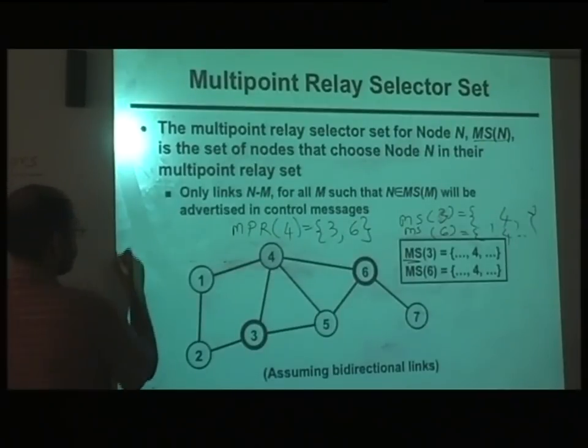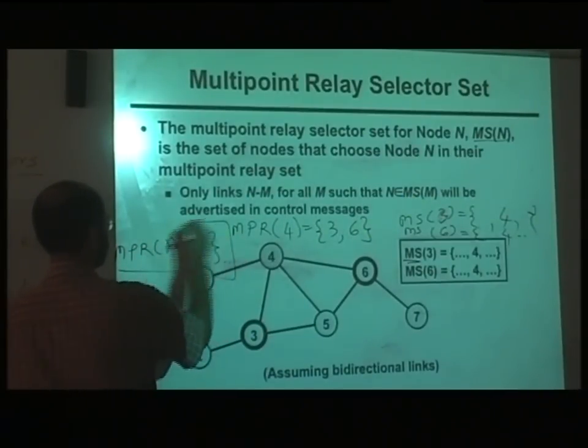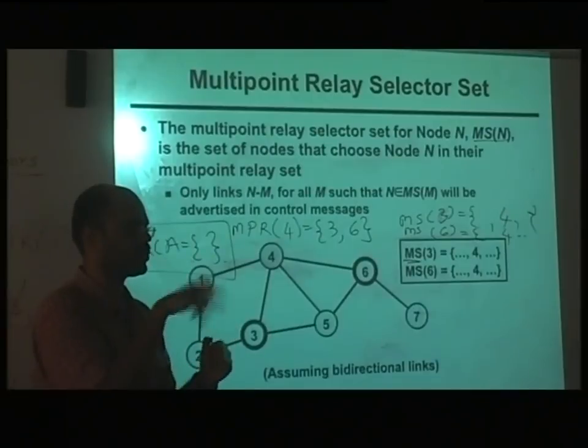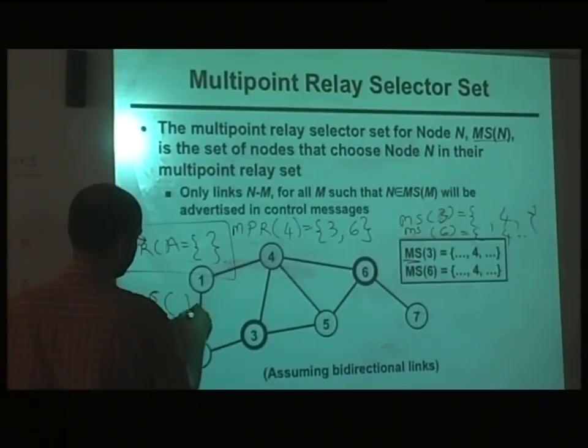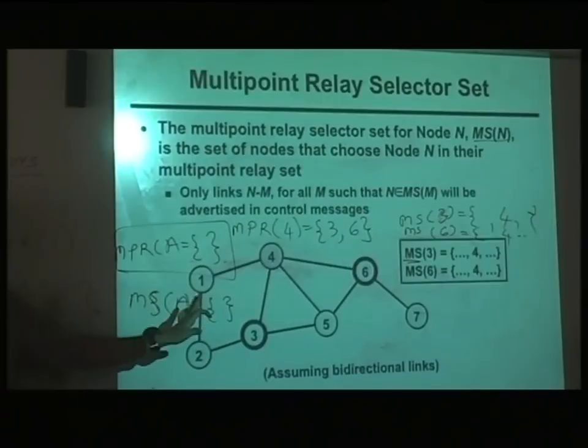So can MPR of a node A be an empty set? Is it possible or not? Mathematically. No. That's right. Why not? Because A will have some neighbors. And of course, we are assuming that the network is not just one node. Correct? In that case, MPR of every node will have somebody and it cannot be empty. Now, second question. Can MS of a node A be an empty set? Yes. Why? If nobody chooses A to be its relay, then this will be an empty set. Right? So this covers everything. Okay, so if you understand this, then you must have understood this definition.